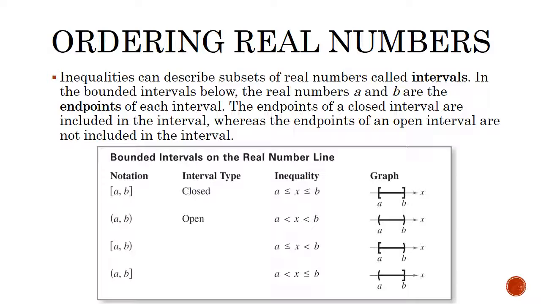Well, what is the number right after 2? There's no way to write that. It's not 2.1, it's not 2.01, it's not 2.000001. Because we don't have a definite starting point, we just know it starts right after 2 or right after A and it ends right before B, then it's going to be an open interval because it does not have definite endpoints.